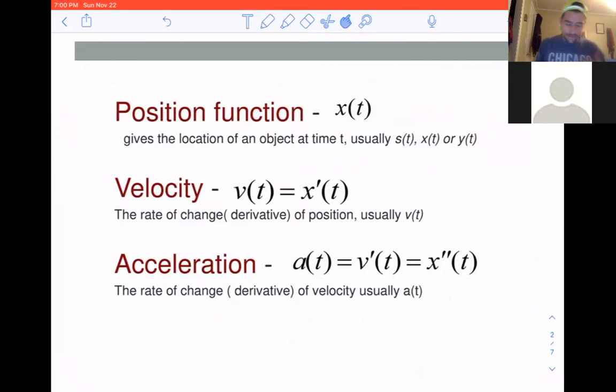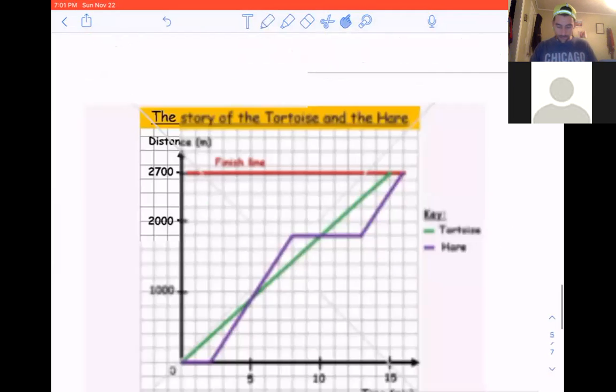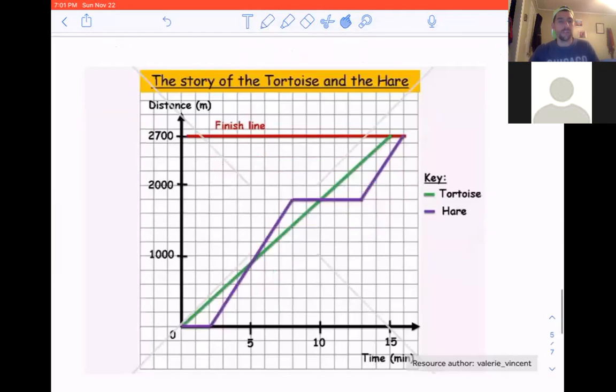So again, imagine we had some position function. That's just quite literally measuring some length of distance, like meters, miles, as time goes by. It's describing where an object is as it moves along. And a good example of that would be the classic example of the tortoise and the hare. What you're seeing right here is a position function graph.